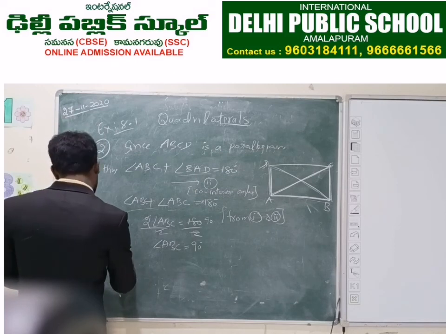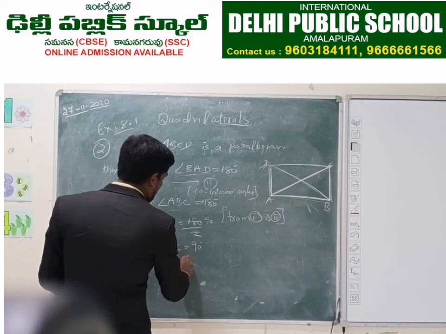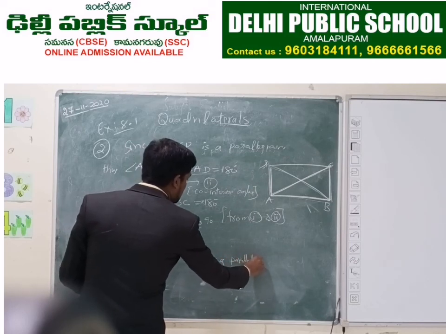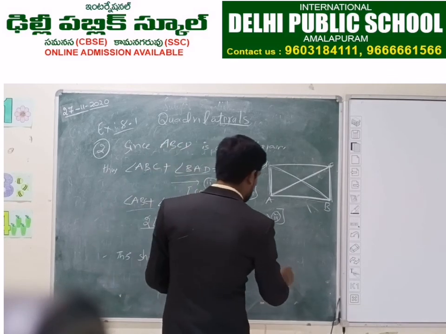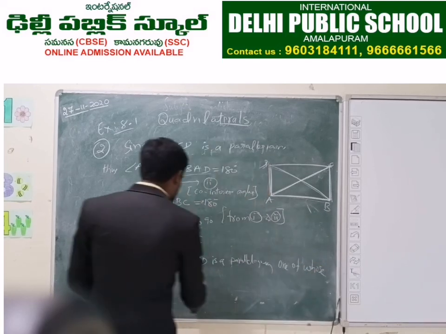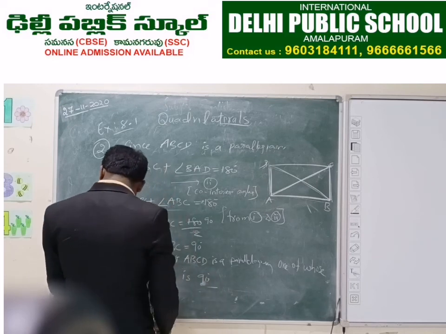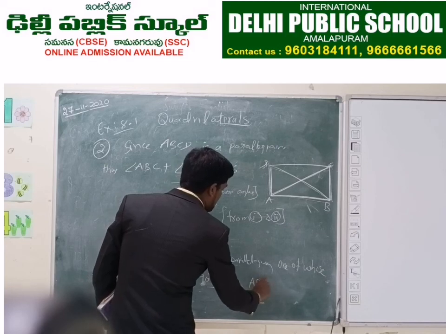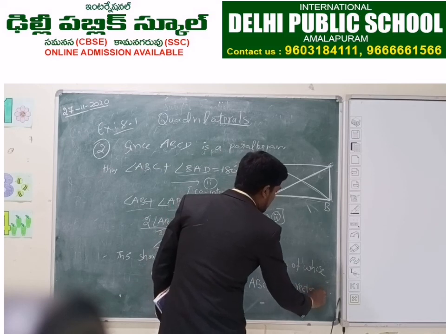Then you can write that here. This shows that ABCD is a parallelogram, one of whose angles is 90 degrees. Hence, ABCD is a rectangle.